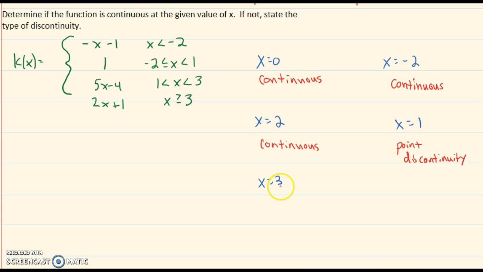And then at x equals 3, it is defined at 3, and that last piece. The next thing I'm looking for is the limit. If I plug in 3 into this leftmost piece, I'm going to get 11. Plug in 3 to the rightmost piece, I get 7. The limit doesn't exist. So if the limit doesn't exist, but the function does, then I have jump discontinuity.